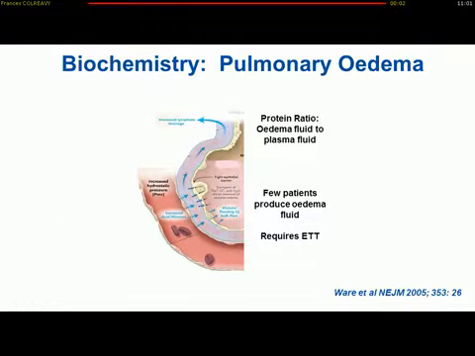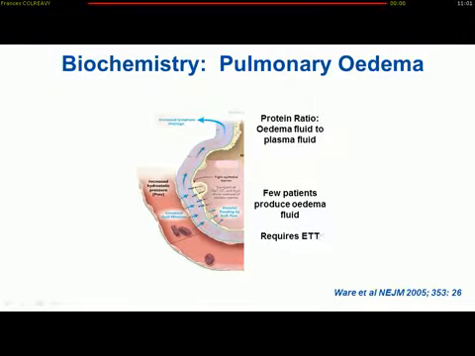And because the mechanism of cardiogenic pulmonary edema is that hydrostatic push of fluid across the membrane, the protein content of that fluid is very low. And they looked at the ratio of the protein content in the fluid versus plasma protein content. And the ratio was very low in the alveolar fluid. But it's not really a practical test at the bedside.